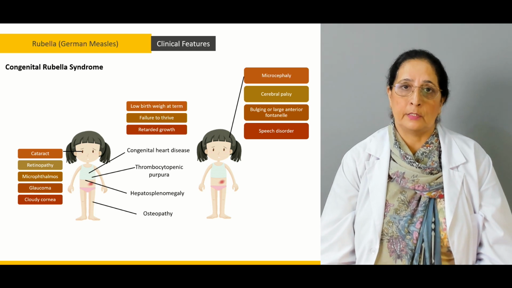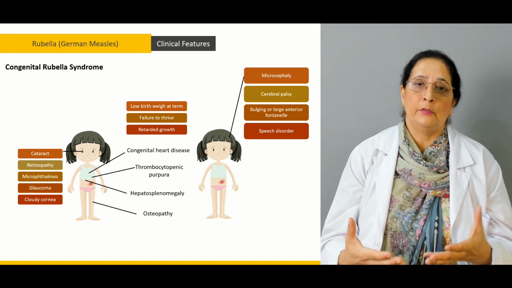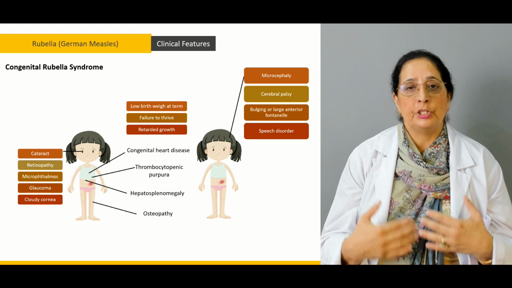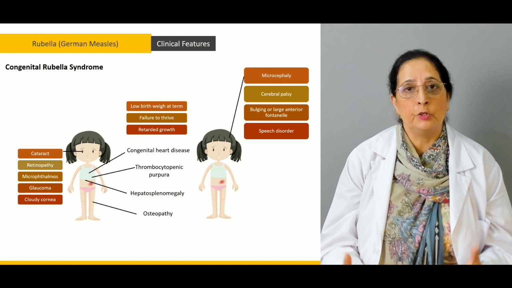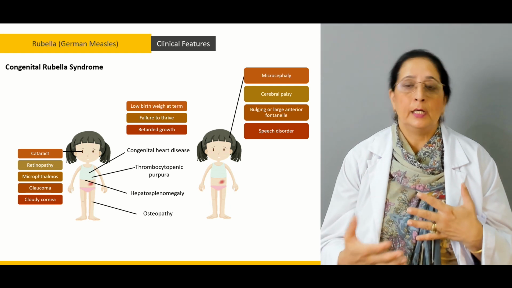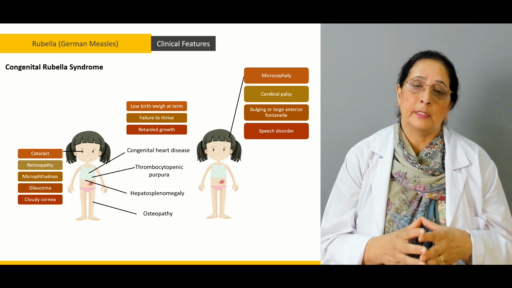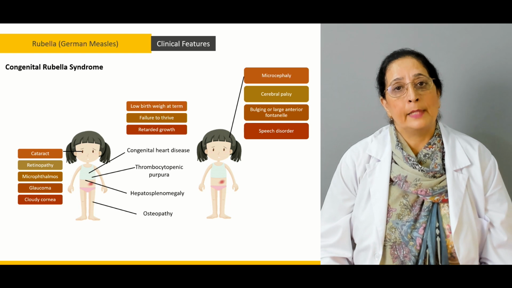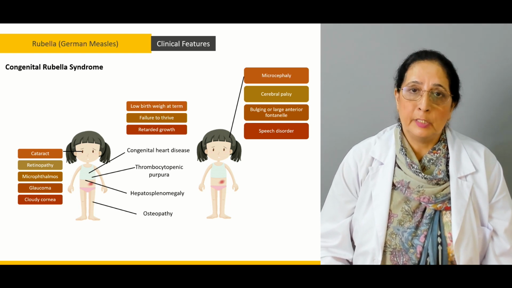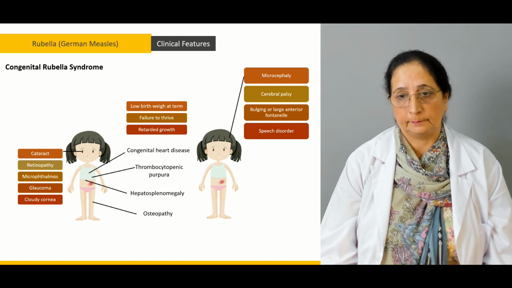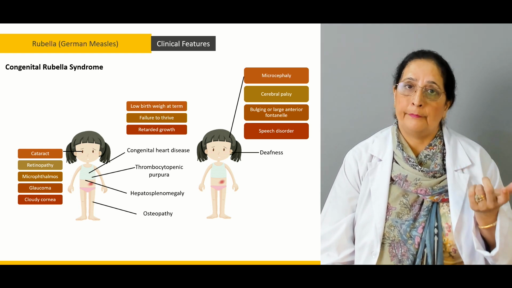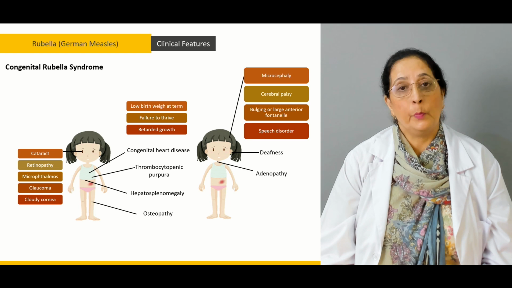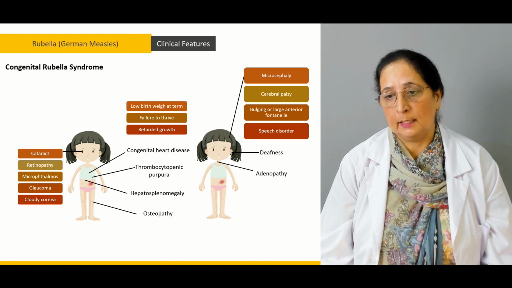Speech disorder is also present. These children who have congenital rubella syndrome have a lot of complications, a high mortality rate, failure to thrive, growth retardation, and heart problems. Then they have microcephaly, small head, microphthalmia, small eyes, enlargement of the liver and spleen. The ears are also involved and it causes deafness. Adenopathy, enlargement of the glands.